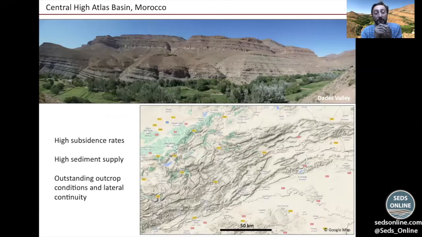And the reason why Morocco, the High Atlas, is really great for that is that there are high subsidence rates and high sediment supply here. This allows us to maximize the potential to record these events that are often otherwise not recorded at all in shallow marine environments. On top of that, we have outstanding outcrop conditions and lateral continuity, so we can actually walk around surfaces and track surfaces from shallow water to deep water. So we're really able to have a very good constraint on that.